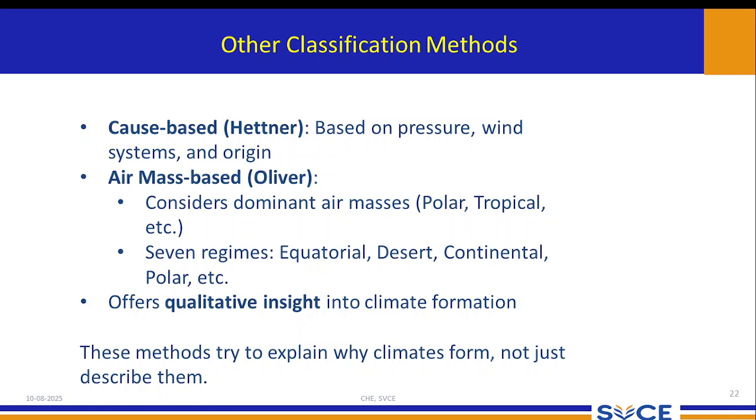Other classifications are genetic-based, such as Flohn, based on pressure, wind systems and origin, and Oliver's air mass-based classification, which considers dominant air masses, seven regions: equatorial, desert, continental, polar, etc. It offers qualitative insight into climate formation. This method tries to explain why climates form, not just describe them.